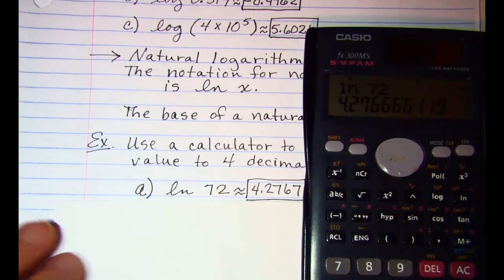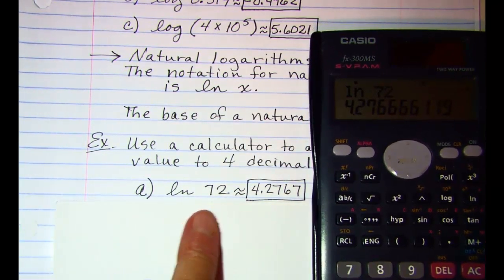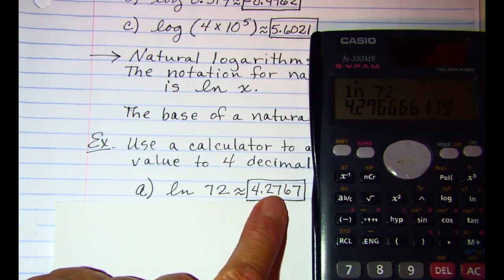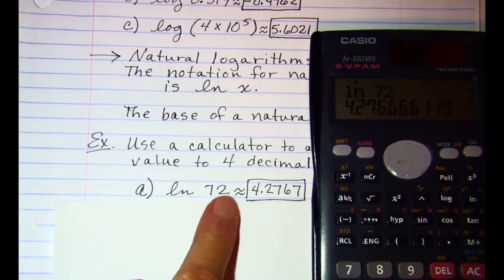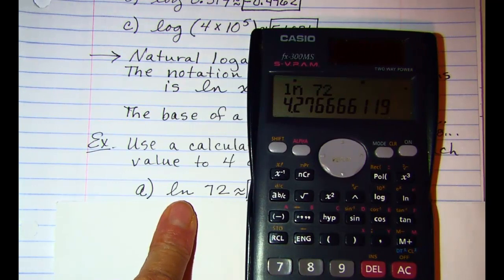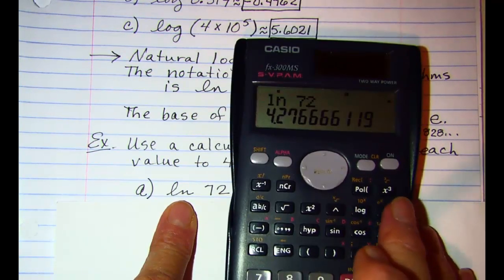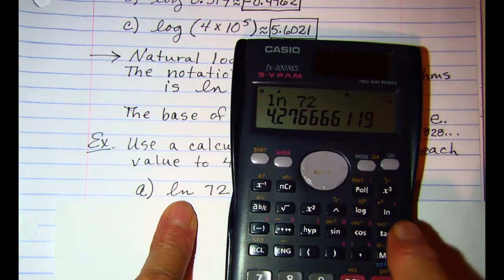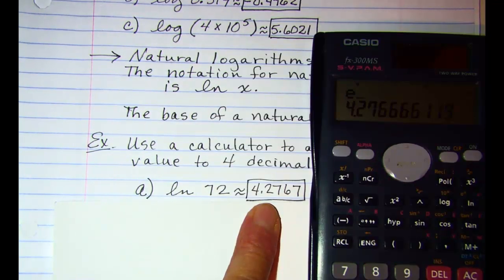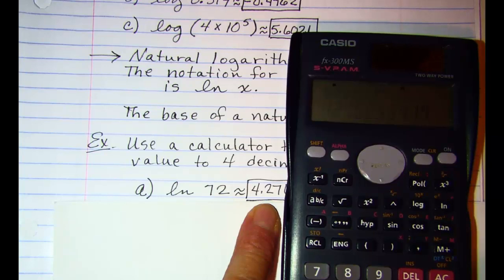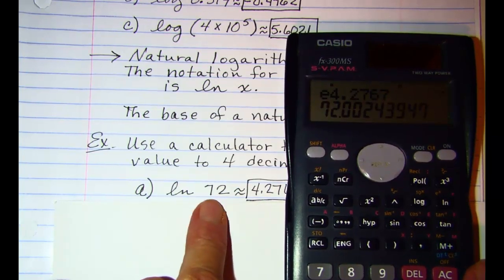Now we can check ourselves. Remember that this is the exponent that our base is raised to give me this argument. So I can take my e value, which is second ln, and raise that to the 4.2767, and I should get approximately 72.